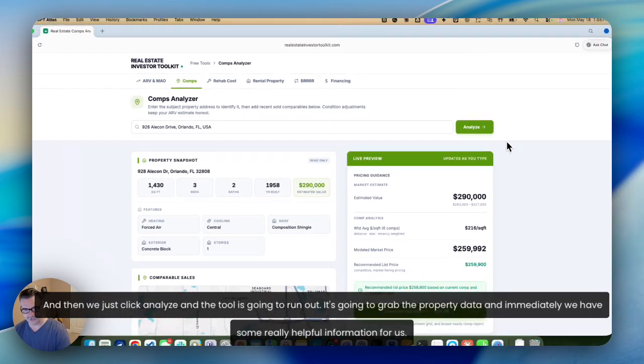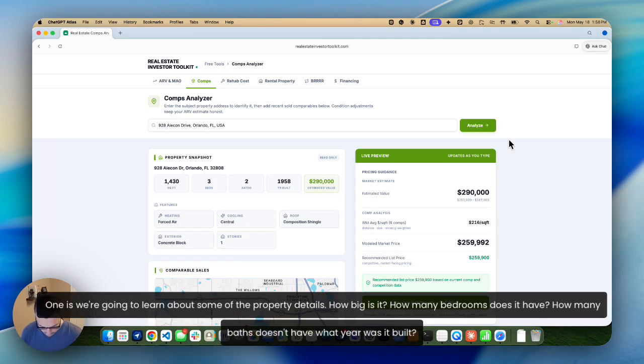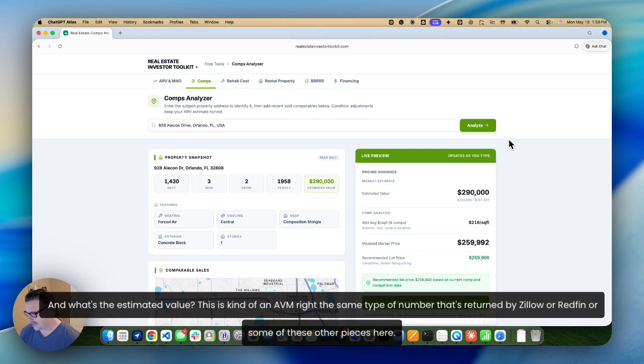And the tool's going to run out. It's going to grab the property data, and immediately we have some really helpful information for us. One is we're going to learn about some of the property details. How big is it? How many bedrooms does it have? How many baths does it have? What year was it built? And what's the estimated value? This is kind of an AVM, right? The same type of number that's returned by Zillow or Redfin or some of these other sites.